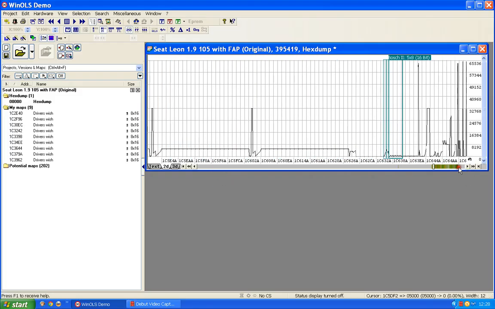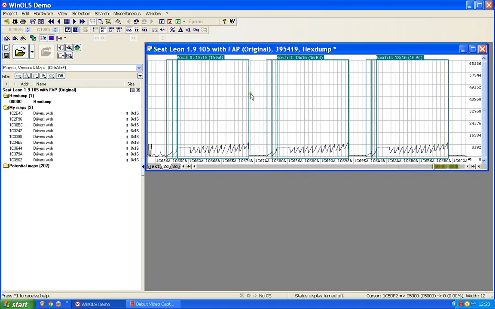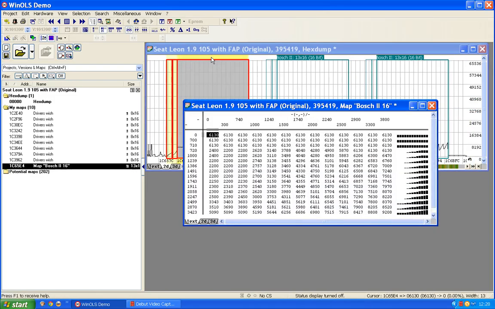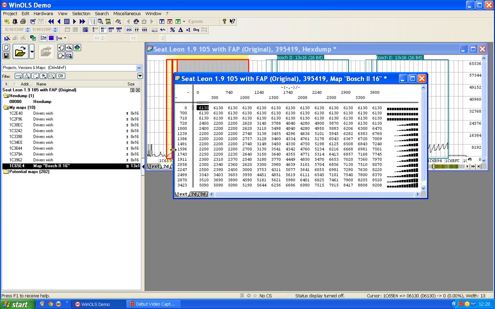maps which might well be connected with that, but we'll stick with what we know so far if you've been looking at the EDC15 videos. So what I'll do is I'll have a closer look at that one. Right, what have we got here? What does any of this look like?